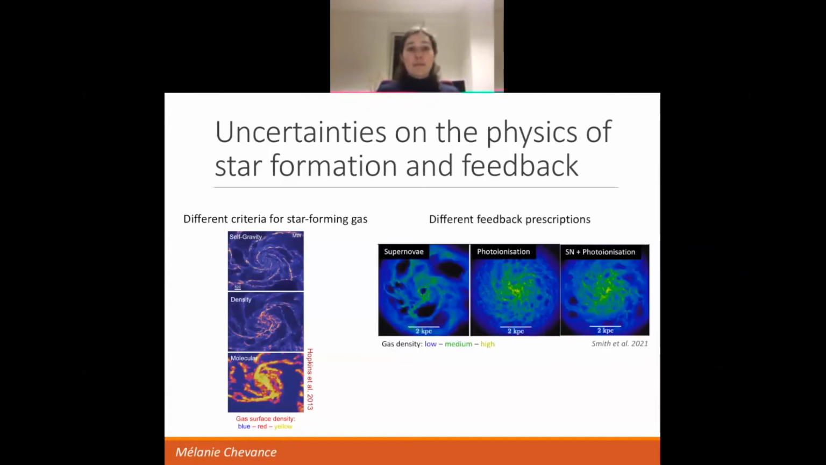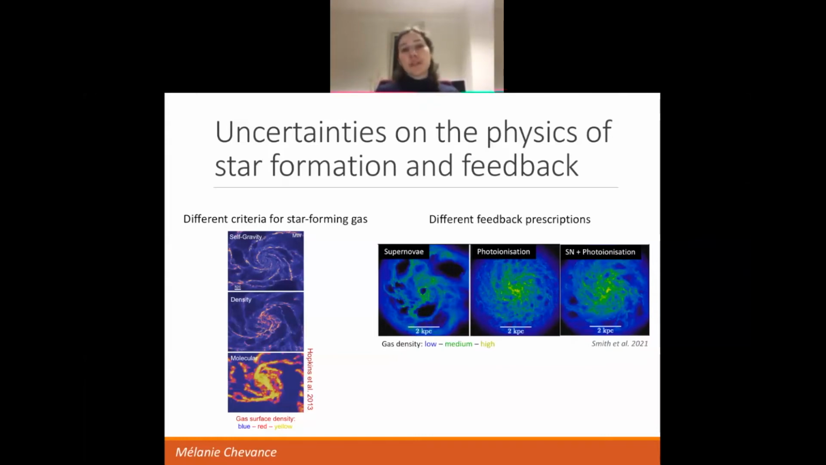And this is the same problem with feedback. You can model feedback through supernovae or photoionization or a combination of both. And again, these things make sense. But choosing one or the other is going to lead to completely different simulated galaxies, as you can see, again, in 3 snapshots with identical initial conditions. So to make galaxy simulations predictive and connect to the observed galaxy population, what we need is an accurate description for the cloud scale physics of star formation and feedback.